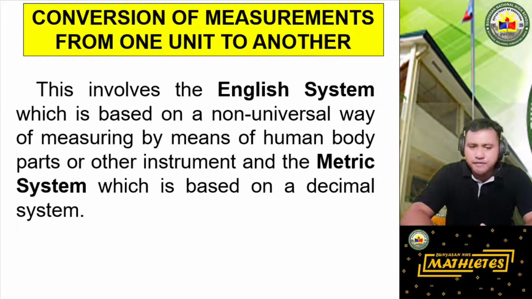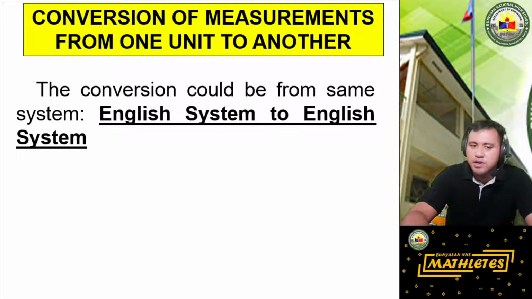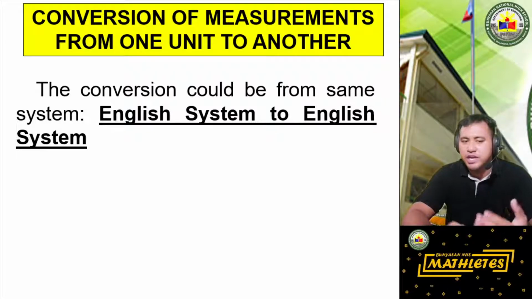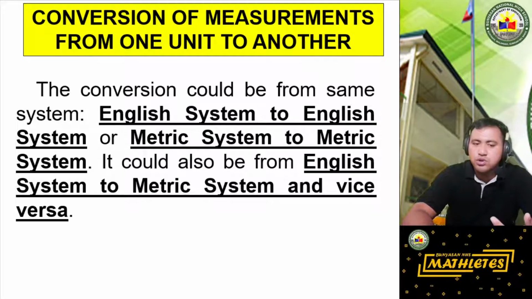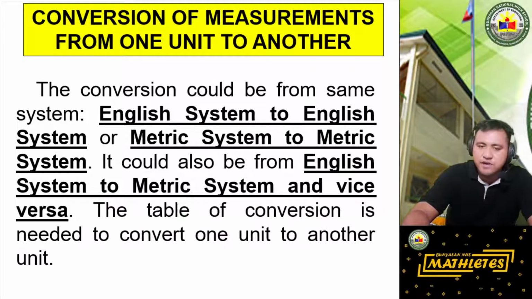Now, this involves the English system, which is based on a non-universal way of measuring by means of human body parts or other instruments, and also the metric system, which is based on a decimal system. So the conversion could be from the same system: either from English system to English system, metric system to metric system, and it could also be from English system to metric system and vice versa. The table of conversion is needed to convert one unit to another unit.